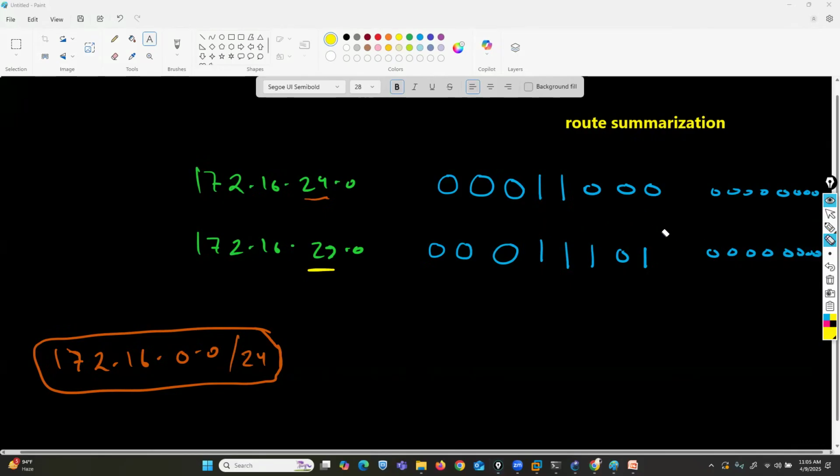So now you can match your bits. 0, 0, match. 0, 0, match. 1, 1, match. And here it doesn't match. So now you can draw a line here.